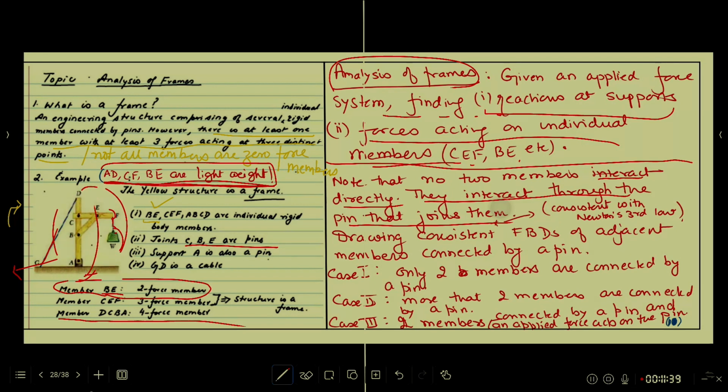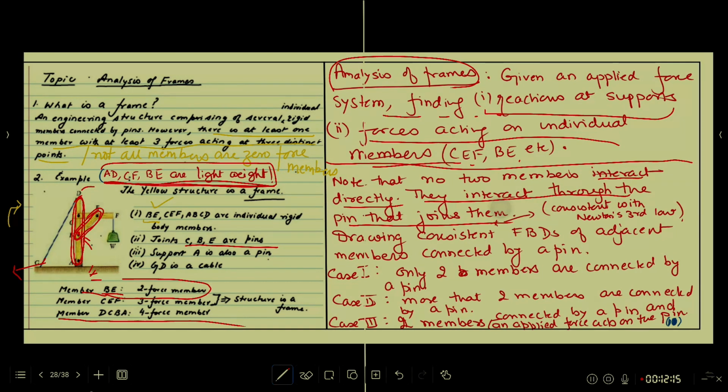If I am talking about member BE, at B, member BE interacts with the pin, and member in the background, which is ABCD, also interacts with that pin. But there is no direct interaction between this member and this member. This is what we are assuming. Okay.